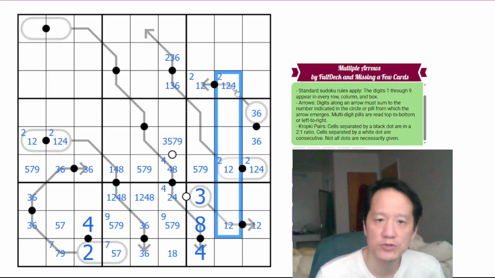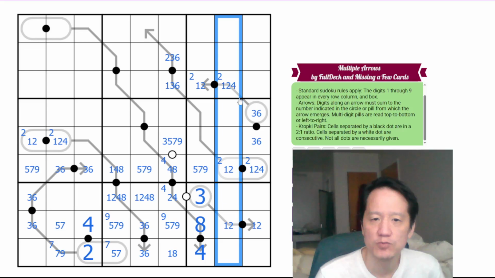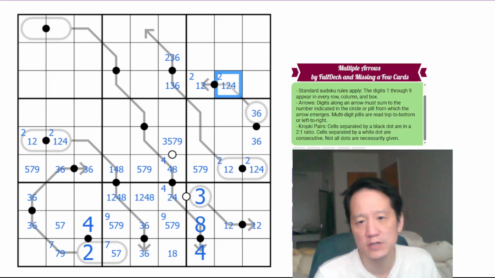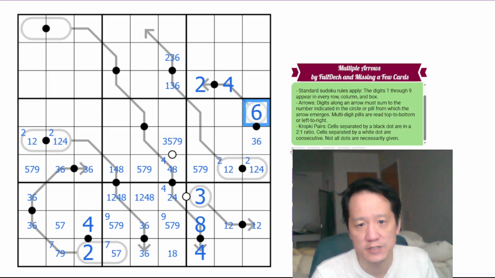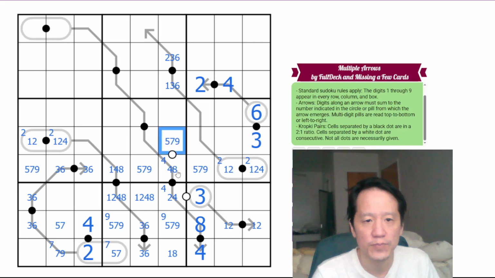We have a 1, 2, 1, 2 pair in column 8, which eliminates 1, 2 in the rest of the column. Therefore, this must be 4, which makes this 2. So these two add together to add up to 6. So that's a 6. This is a 3. This can't be 3 anymore. This is a 6. This can't be a 3, 6 pair.